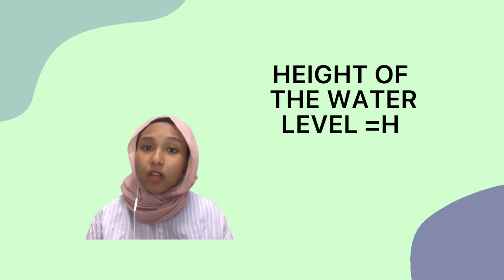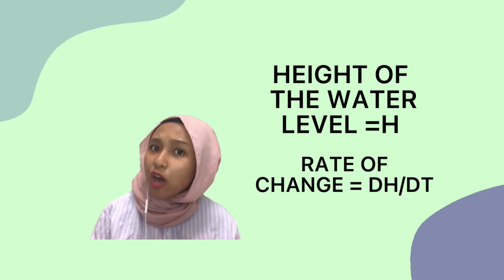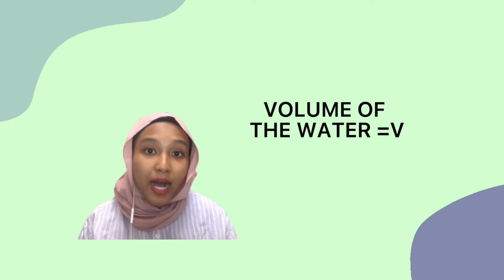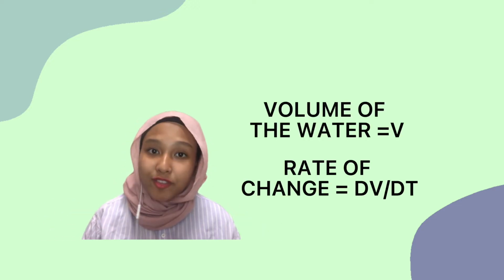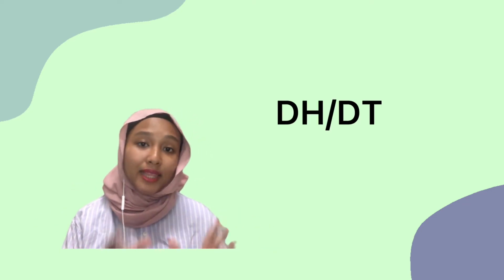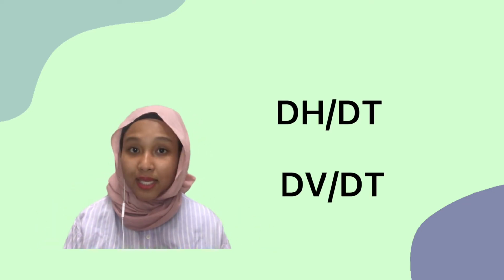So we can assume the height of the water level as h and its rate of change as dh over dt, while the volume of the water is V and its rate of change is dV over dt. Next, these two rates, dh over dt and dV over dt, can be used to determine the unknown quantity or values depending on the question.